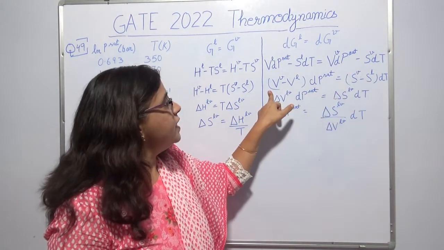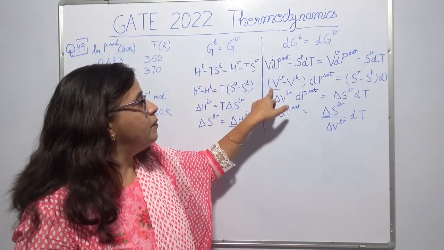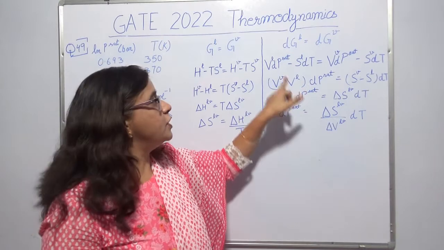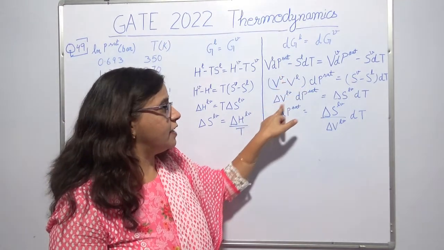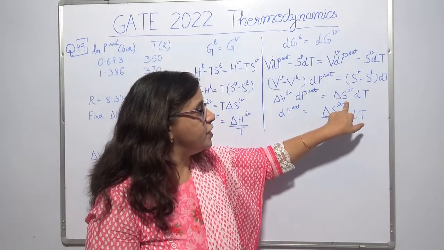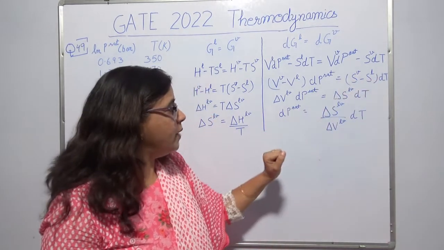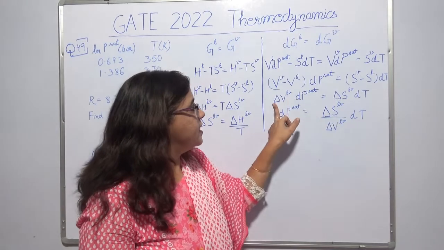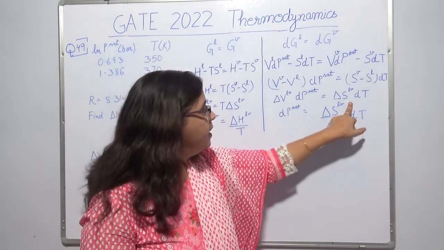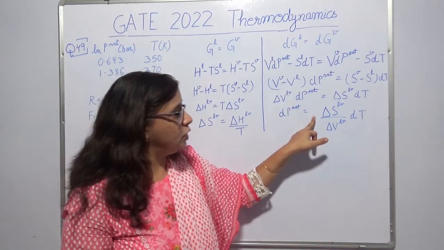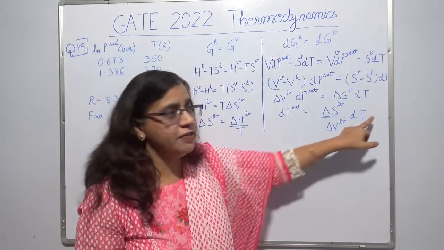Now I am defining the change in the molar volume when the phase changes from liquid to vapor as delta V_LV. Similarly, for the phase change, I am defining my delta S_LV as S_V minus S_L. I am putting these variables over here. Now I rearrange this equation, and I get dP saturation equal to delta S_LV upon delta V_LV into dT.